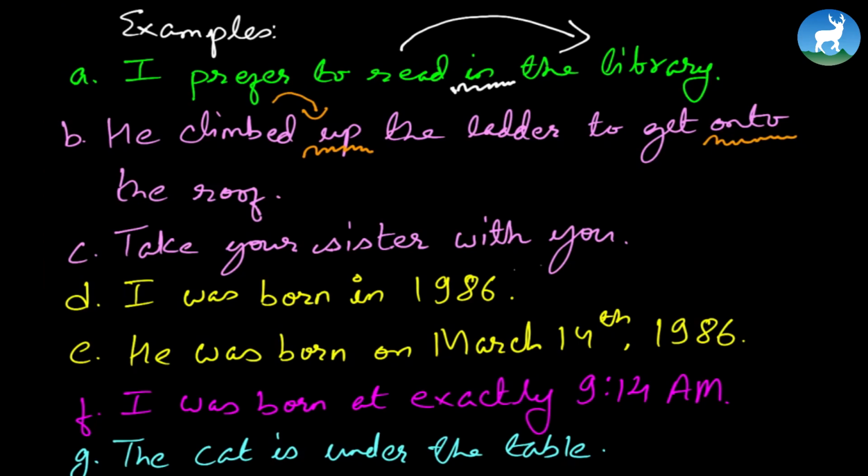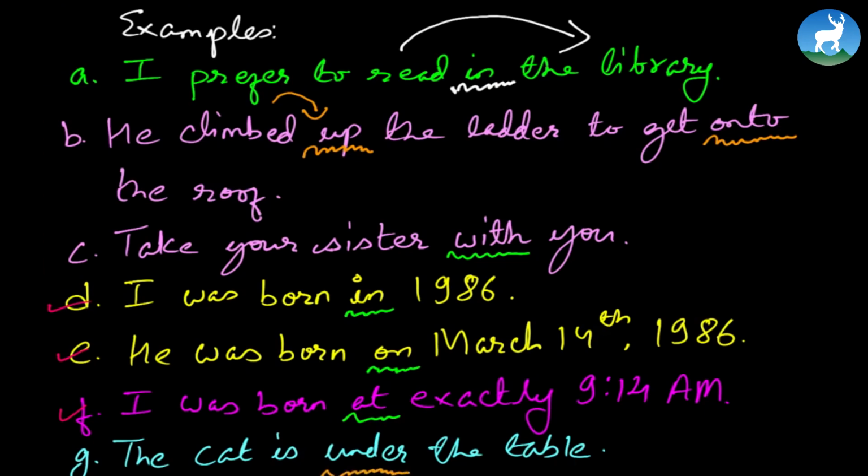Take your sister with you. Look at, in this case, with. I was born in 1986. In is the preposition here. Remember, in this particular exercise, we're focusing only on in, on, and at. So that's why I was born in 1986. He was born on March 14th, 1986. I was born at exactly 9:14 a.m. And finally, the cat is under the table.